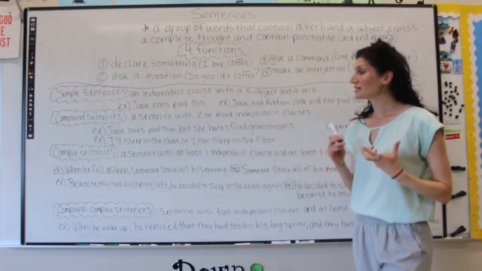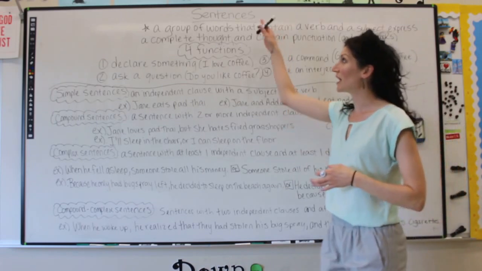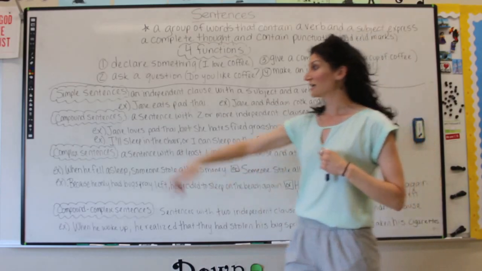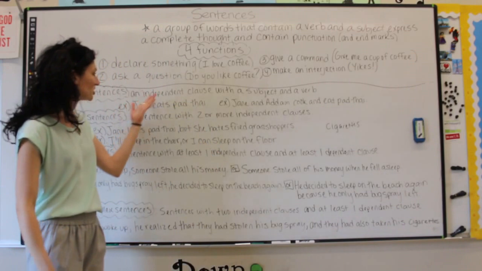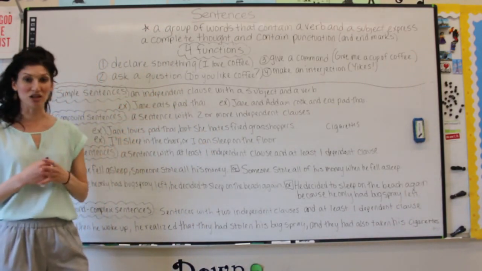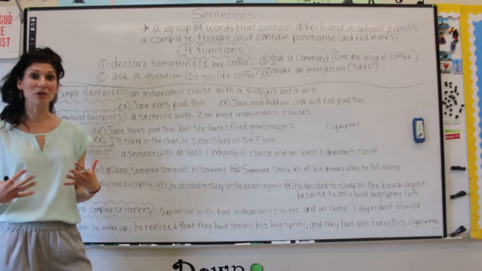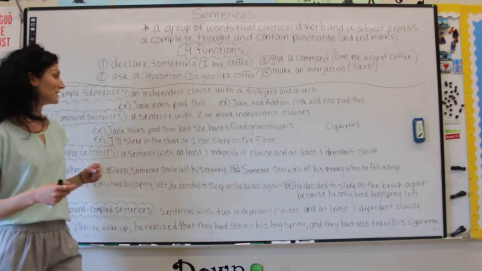Now, there are four different kinds of sentences that we can have. Sentences can be categorized in four different ways. The first kind that we're going to talk about are simple sentences. Simple sentences are basically just independent clauses with a subject and a verb. If you remember from our last segment on clauses, we talked about how independent clauses are basically just short sentences.